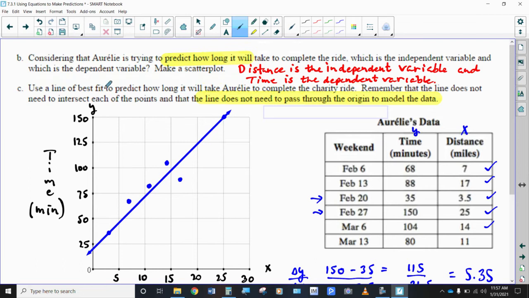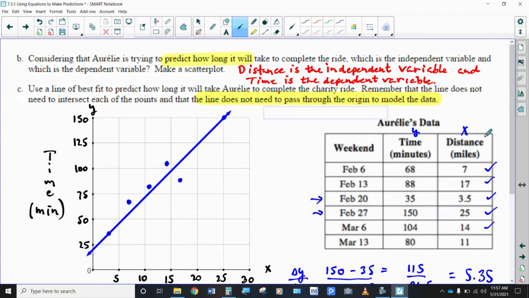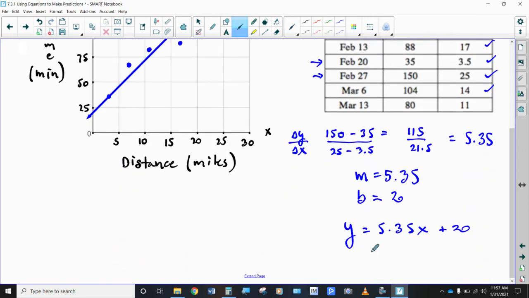It says here, use the line of best fit to predict how long it will take her to complete the charity ride. And if I'm not mistaken, it's a 30-mile charity ride. So the distance for 30 miles, according to this rule, would be y is equal to 5.35x. Let's put in the 30 for x, right? Because that's the distance, and see what we get.